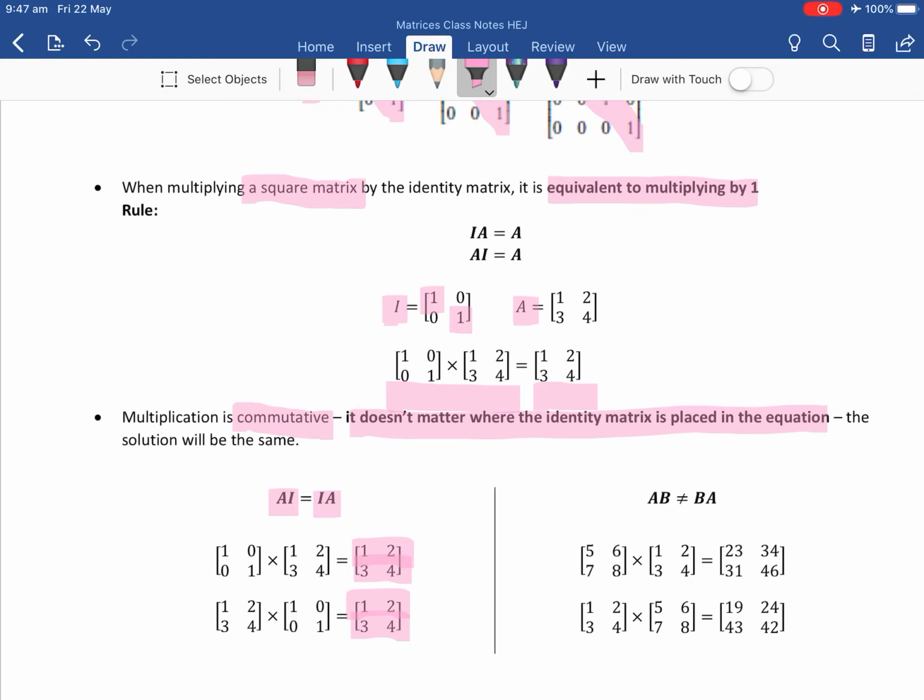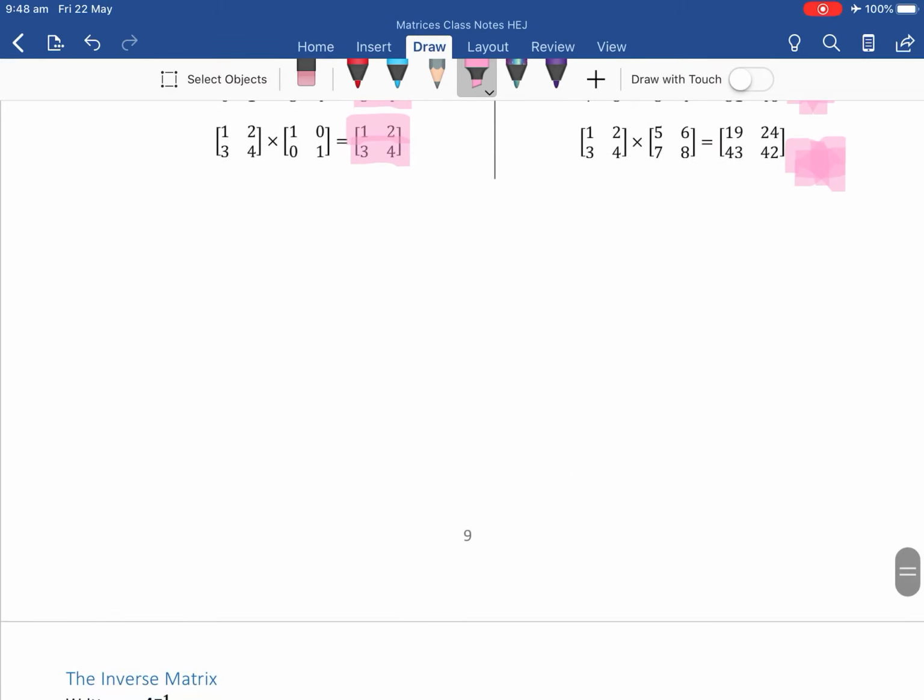Now remember, that's different if you're multiplying 2 different matrices and neither of them is an identity. Such as this one, A times B equals one thing, but B times A equals a different thing. So that's very important. Multiplication of matrices that aren't identities doesn't work back and forth, but with the identity it doesn't matter about the place.